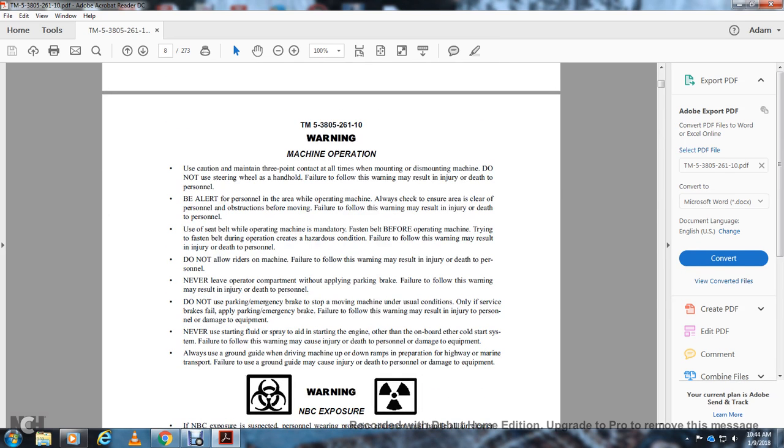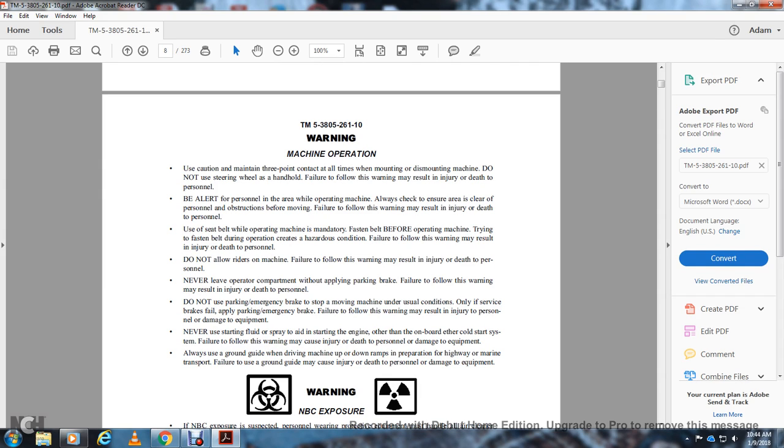Warning, machine operation. Use caution and maintain three-point contact at all times when mounting and dismounting the machine. Do not use the steering wheel as a handhold. Failure to follow these warnings may result in injury or death of personnel. Be alert for personnel in the area while operating the machine. Always check to ensure the area is clear of personnel and obstructions before moving. Failure to follow the warning may result in injury or death of personnel.